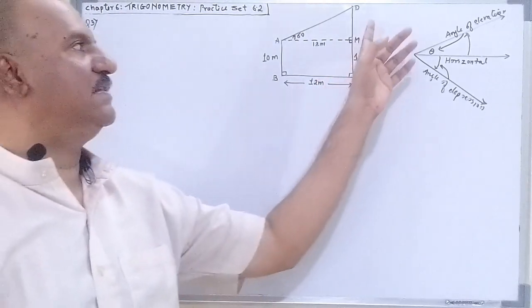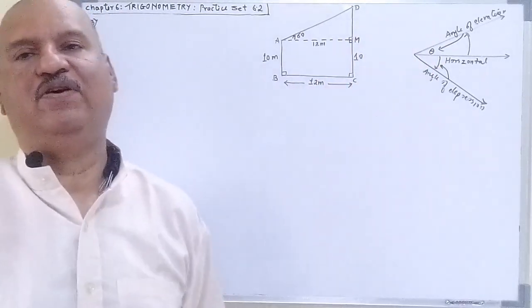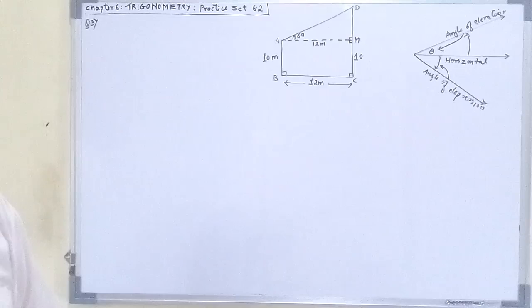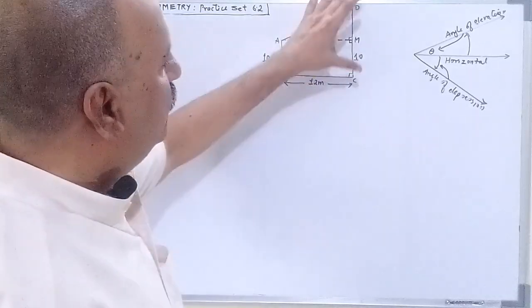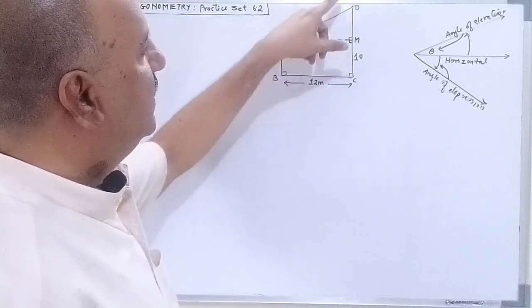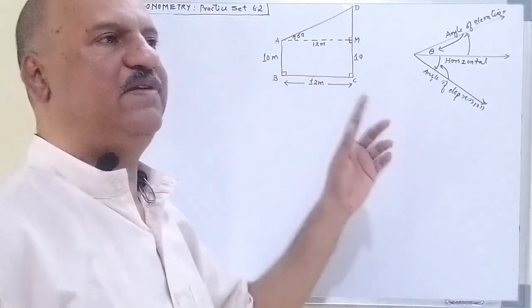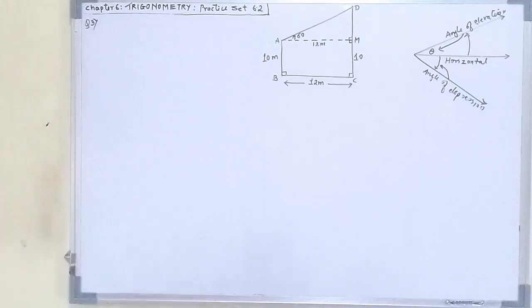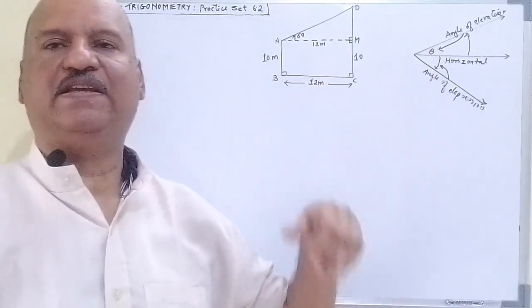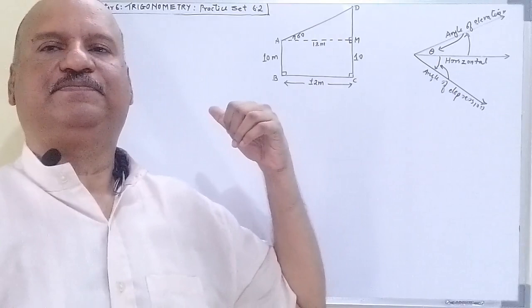नाउ यूजिंग tan 60 यू फाइंड वैल्यू ऑफ DM. एक बार DM मिला तो यू ऐड CM प्लस DM, आपको हाइट ऑफ अ बिगर बिल्डिंग मिल जाएगा. सो हमने अभी जो कुछ भी यहां एक्सप्लेन किया, I will write in a solution.